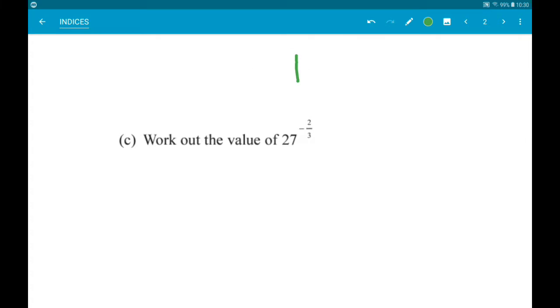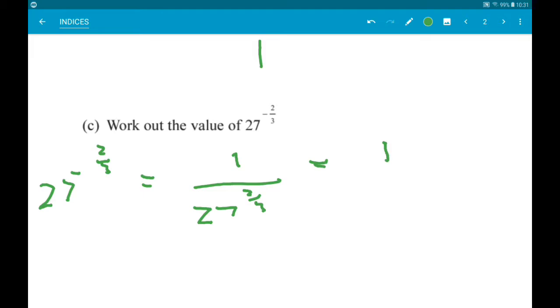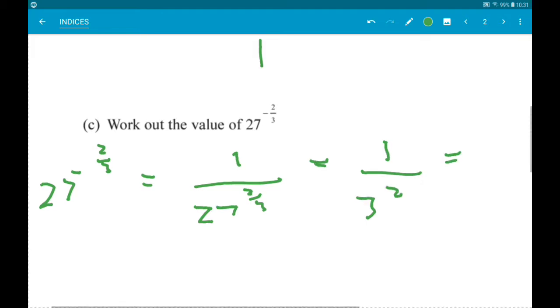We want to now work out the value of 27 to the minus 2/3. Okay, so the negative power puts us onto the bottom of a fraction. So 27 to the minus 2/3, first of all, we can say is 1 over 27 to the 2/3. Now with a fractional power like this, we do the bottom first. So the bottom means a cube root. So we then have 1 over 3 squared, which is then 1 over 9.